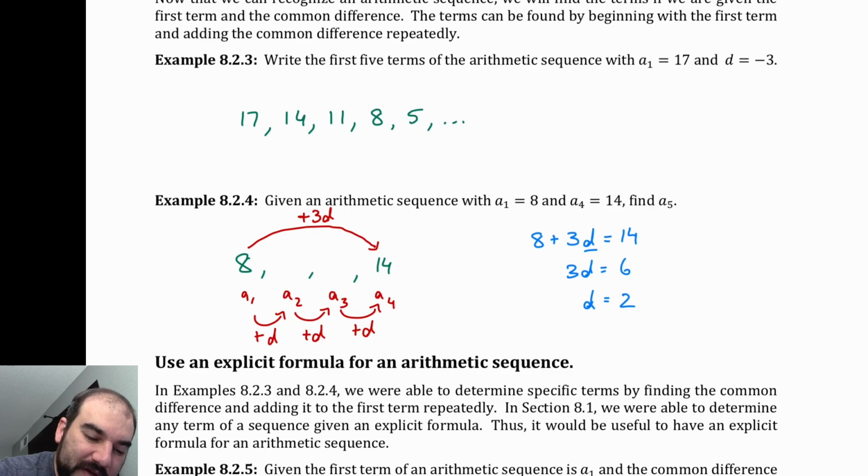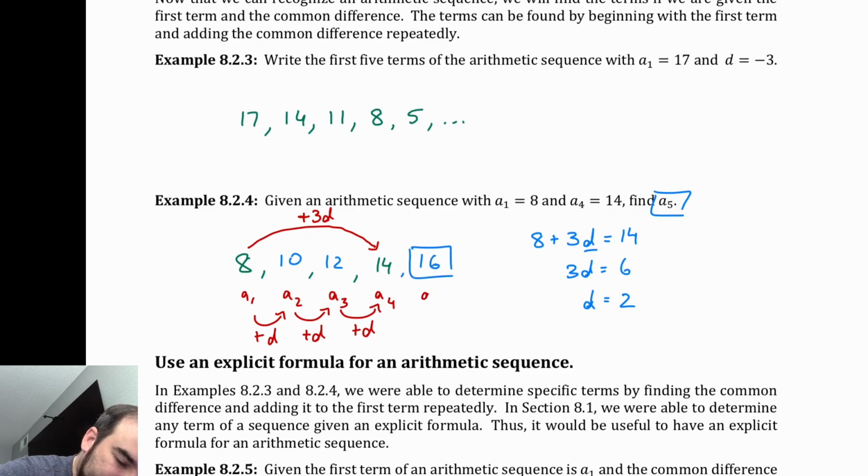So then if D is equal to 2, we can actually fill in the missing terms, right? The missing terms being, we add 2 every time, so 10, 12, 14, and then finally the question was asking for A5, which is the next term, which would be 16. Right, that's A5.